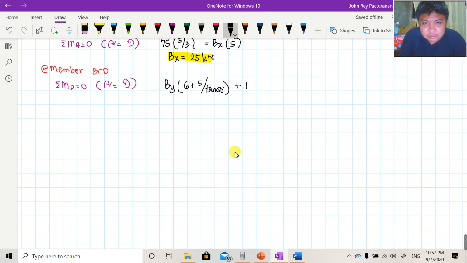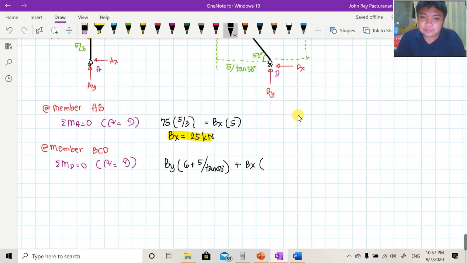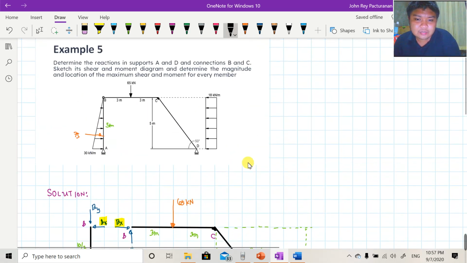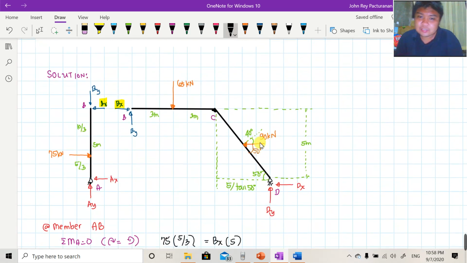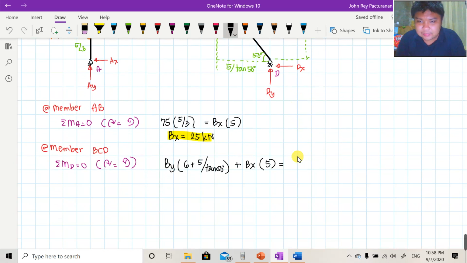Nakalimutan ko pala, yung Bx din class is a clockwise moment, di ba? Yung Bx natin, kung titingnan nyo, will create a clockwise moment. But the moment arm of Bx class with respect to point D is 5 meters, di ba? So, therefore, isulat mo na lang siya as 5 meters. And that is equal to, for the counterclockwise moment, unahin ko na muna tong 90 kilonewton. And the distance of 90 kilonewton considering point D class, malamang kalahati ni 5 meters class. So, therefore, 90 tayo. Tapos, 5 over 2.